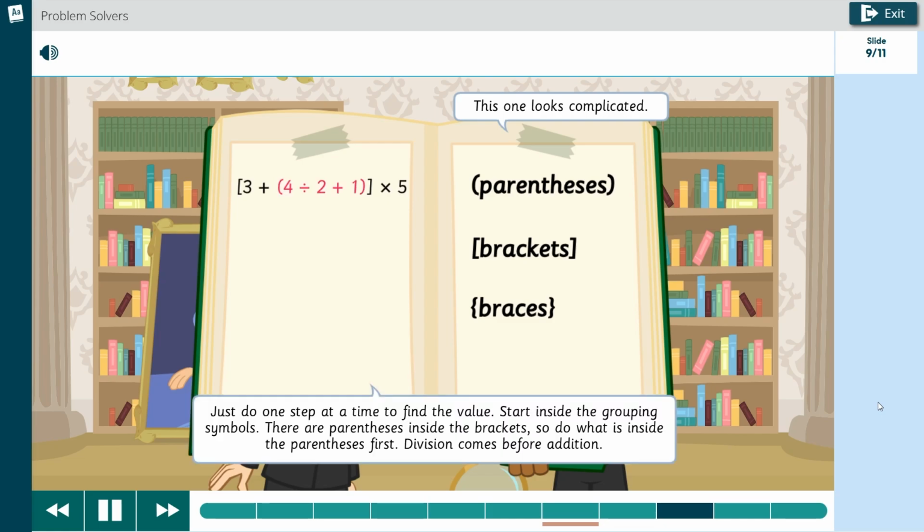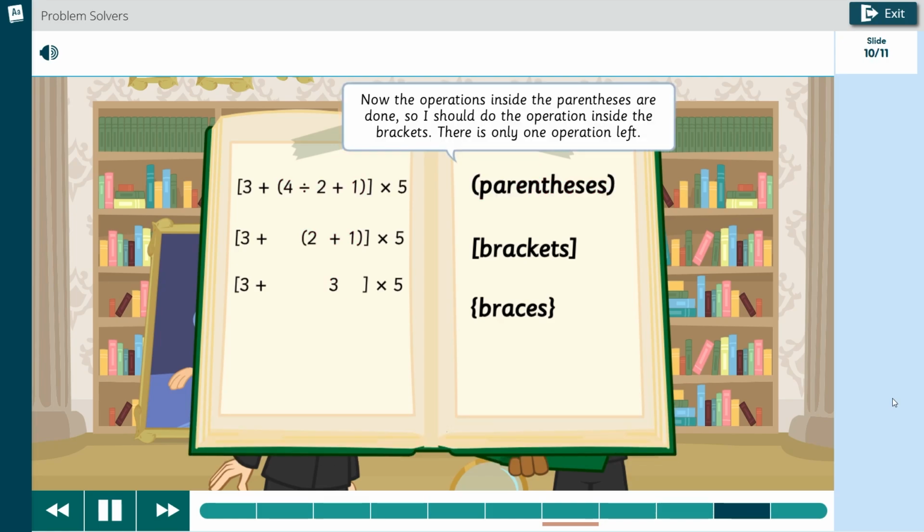Start inside the grouping symbols. There are parentheses inside the brackets, so do what is inside the parentheses first. Division comes before addition. 4 divided by 2 is 2. 2 plus 1 is 3. Now the operations inside the parentheses are done, so I should do the operation inside the brackets. 3 plus 3 is 6. There is only one operation left. 6 times 5 is 30.